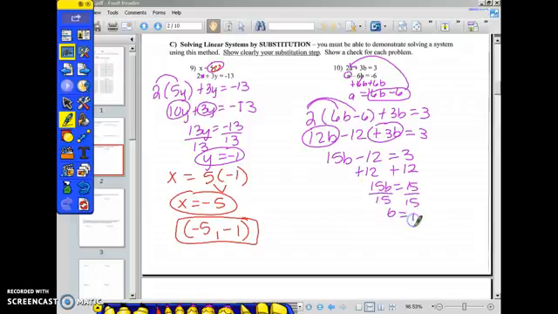b equals 1. Plug that back into one of your original equations. a minus 6 times 1 equals negative 6. Negative 6 times 1 is negative 6. I add that to both sides, and I get a is 0. So my solution is 0, 1.